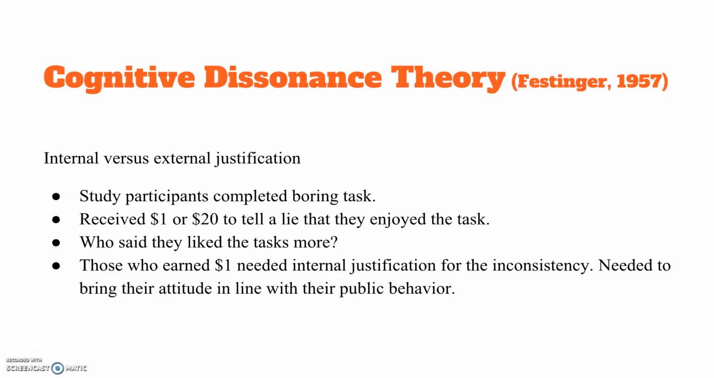So who said they liked the task more? Was it the recipients of the $20 or the ones who only got $1 to tell the others that they enjoyed the task? Well, the people that earned only the dollar said that they liked the task more. Those who needed $1 needed to bring their thoughts in line with their public behavior. So they needed this internal justification for this inconsistency. So they actually kind of changed their attitude and convinced themselves, you know what, that was a pretty fun task.